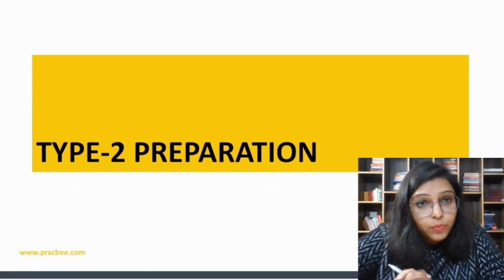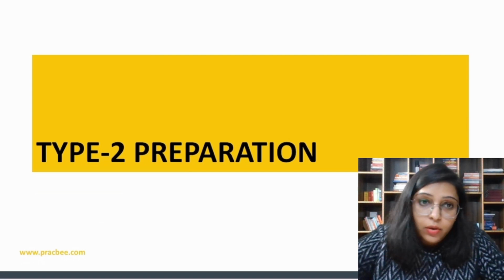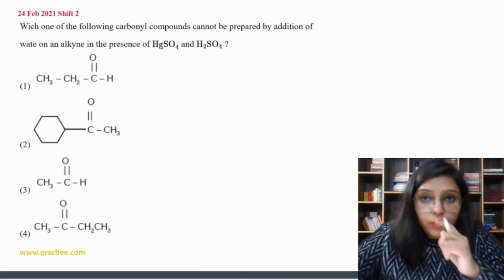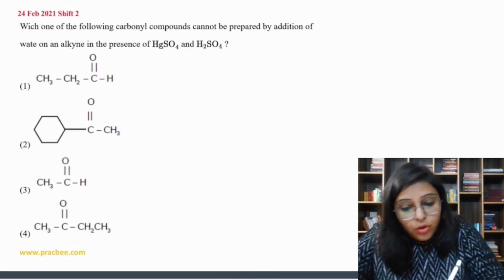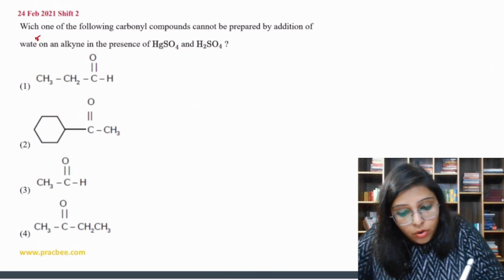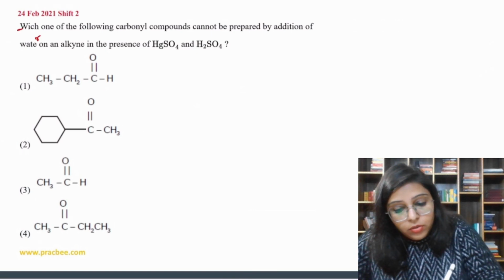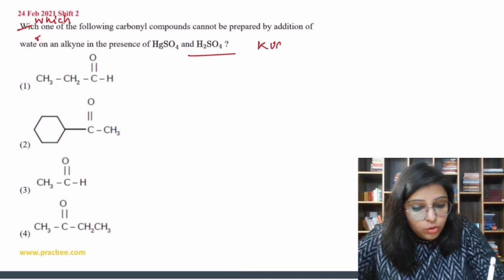Now let's do some questions based on the preparation of carbonyl compounds. Which one of the following carbonyl compounds cannot be prepared by addition of water on an alkyne in the presence of HgSO4 and H2SO4? This reaction is actually the Kucherov reaction. So what happens in the Kucherov reaction?